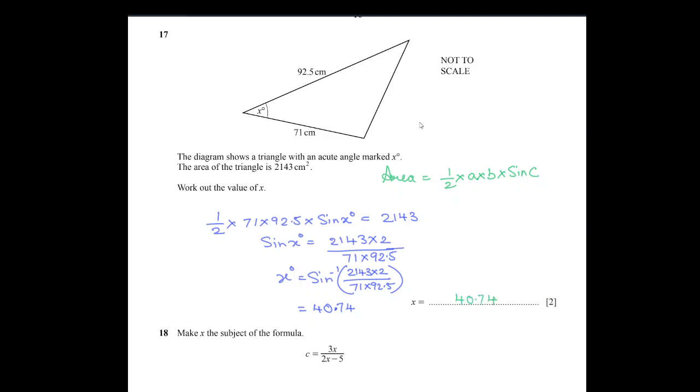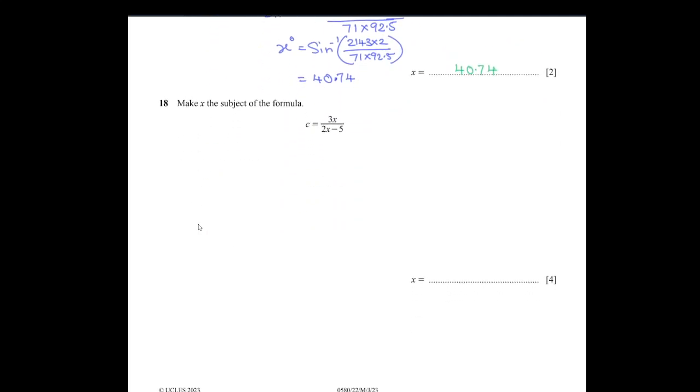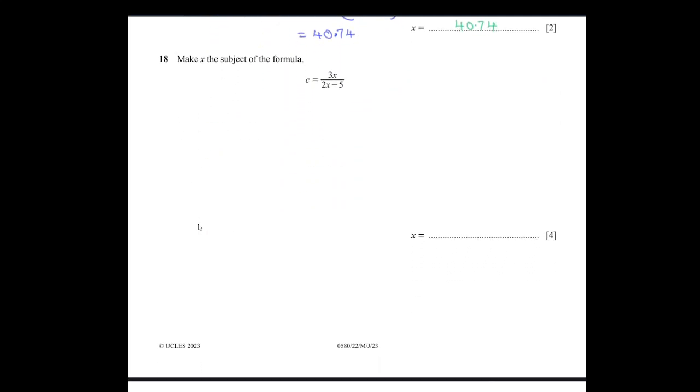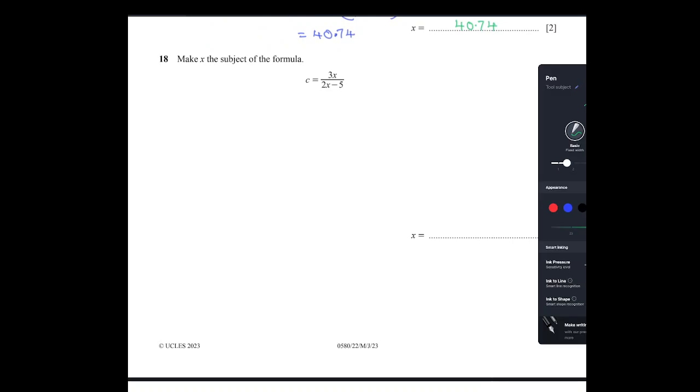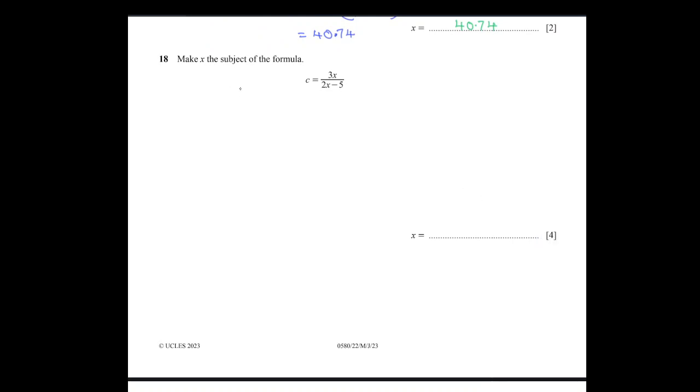Question number 17 is done. Question number 18. Make x the subject of the formula. Whatever you are taking as the subject, keep it on the left hand side so that it will be easy for you to transpose the things. Bring this 2x minus 5 to the right hand side. So c into 2x minus 5 will be multiplied.